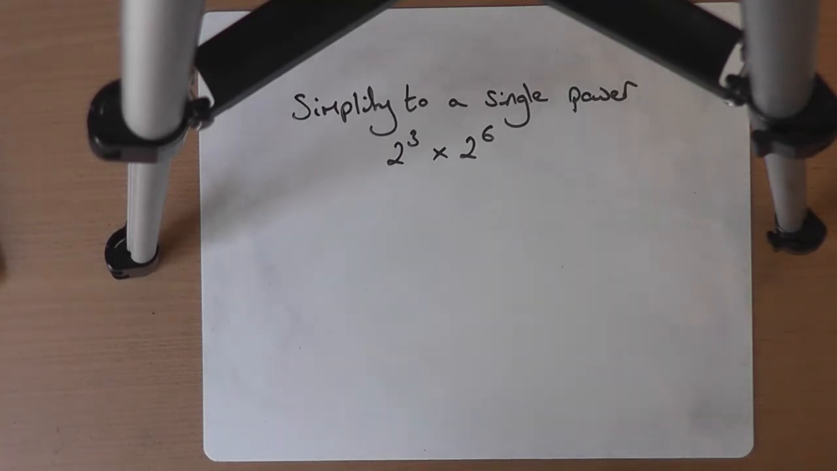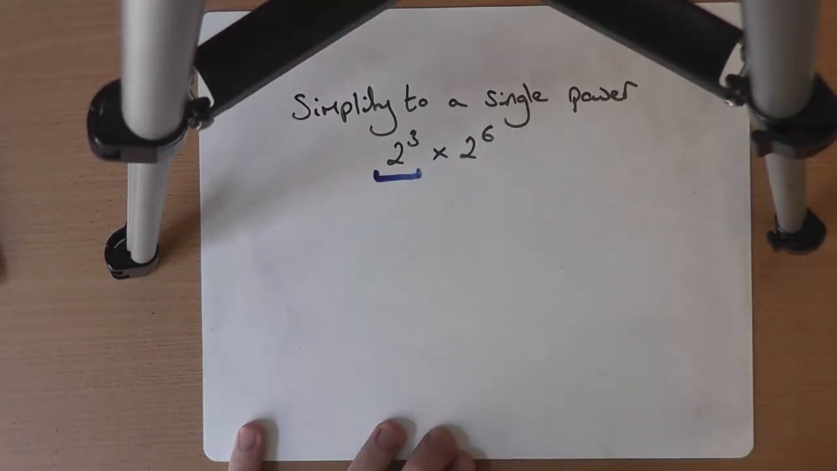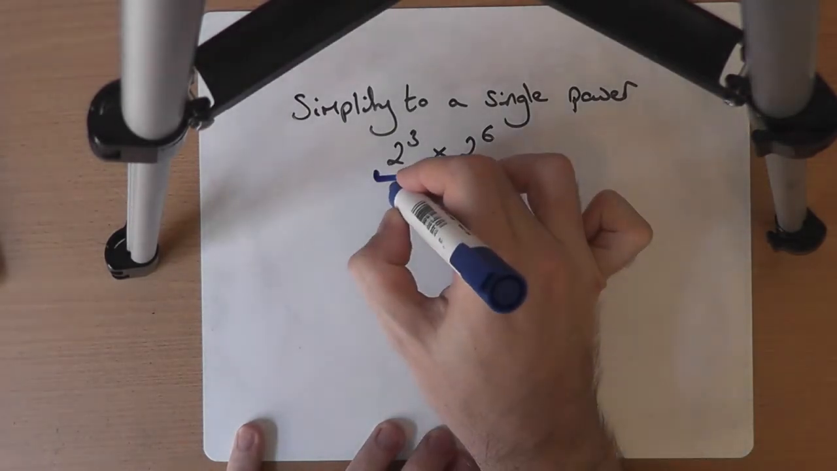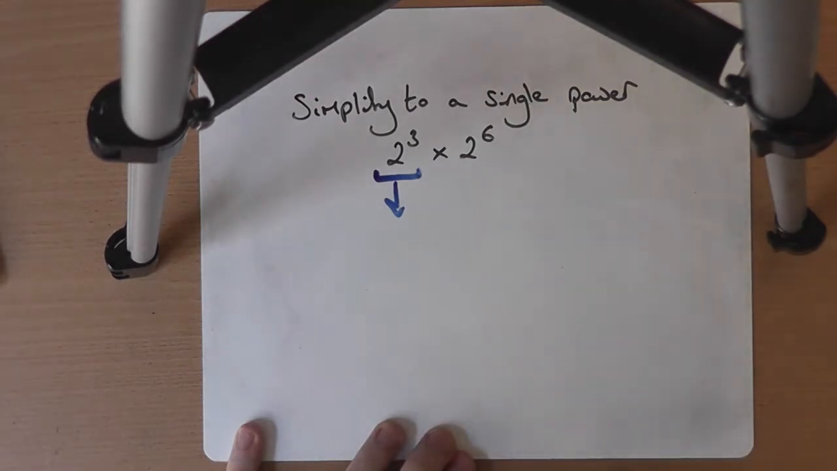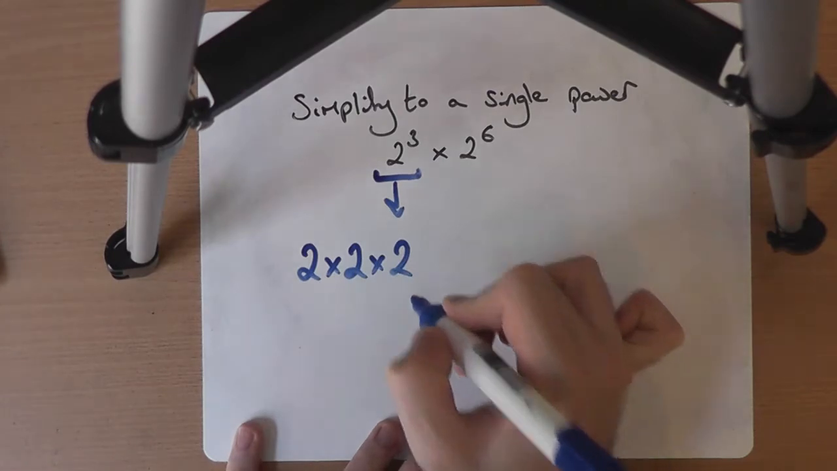Now what we're going to do with these questions is we are going to go back to the definition of what a power is. At first we're going to think about this 2 cubed, this 2 to the power 3. And I'm going to write out in full what that is. And what that means is 2 times 2 times 2. That's me writing it out in full.